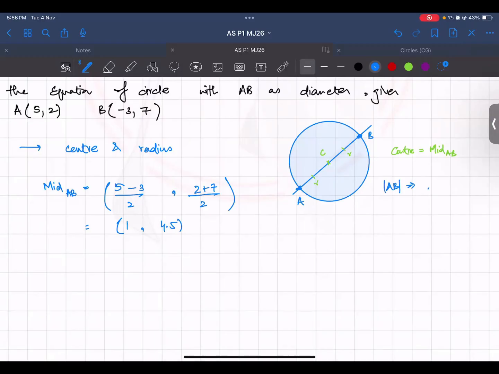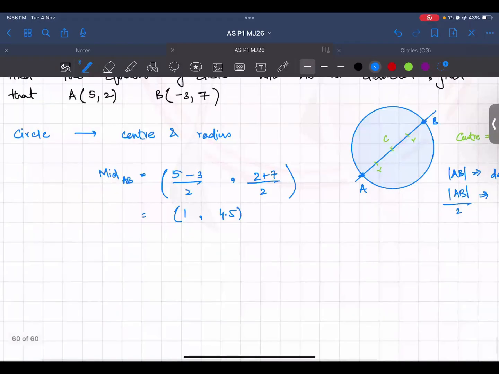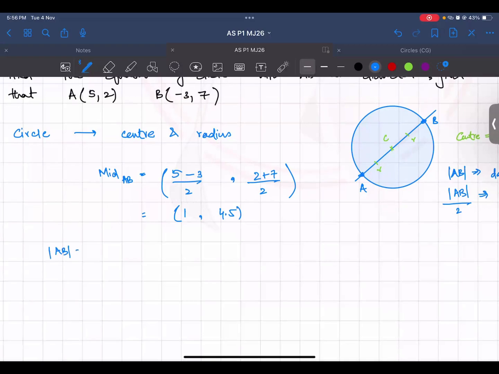and the radius will be half of it. Right? Simple. So now you will use the distance formula. The AB distance is the square root of (y2 minus y1) whole squared, so (7 minus 5) whole squared, plus (x2 minus x1), which is (minus 3 minus 5), sorry, minus 8 whole squared, which will lead you to the square root of 2 squared plus 5 squared, which is 29.